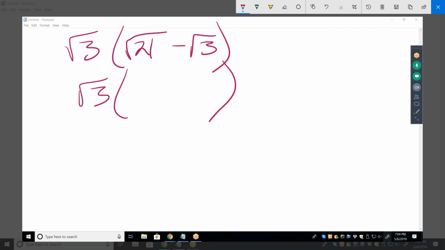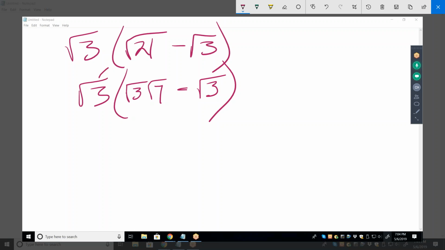Can you simplify it? No. Turns out, no. I can't simplify it, but I can write it like this, as root 3 times root 7. Now, everything they teach you says don't do that if you can't pull a whole number out. But in this particular case, it actually is going to be helpful. Because now distribute.